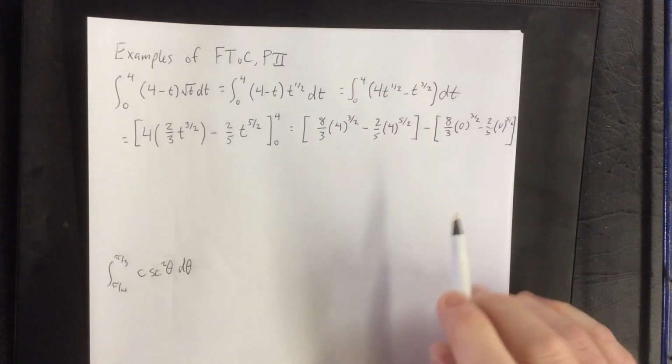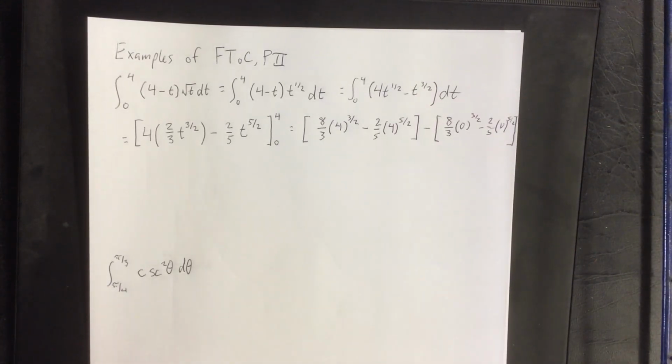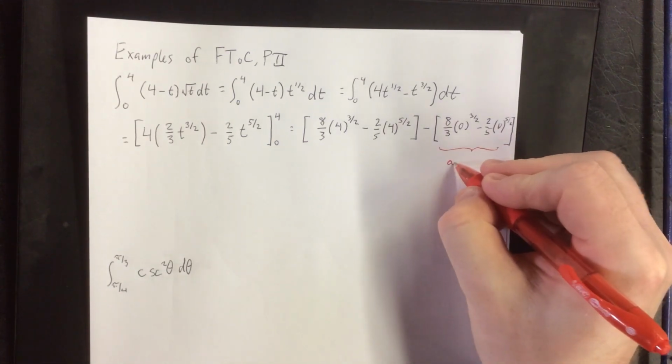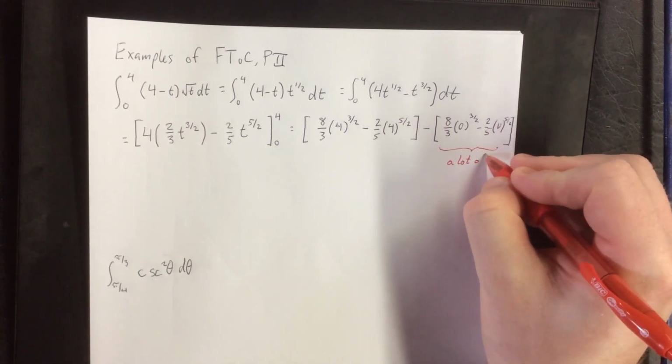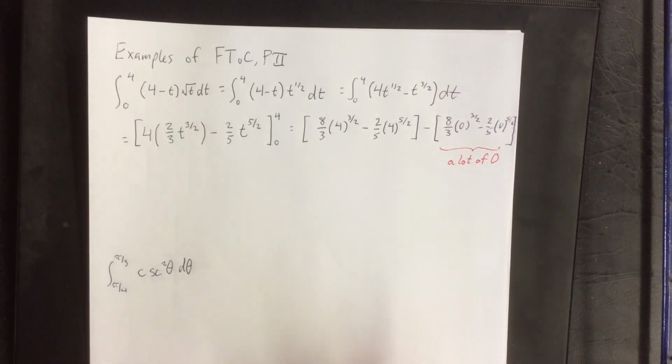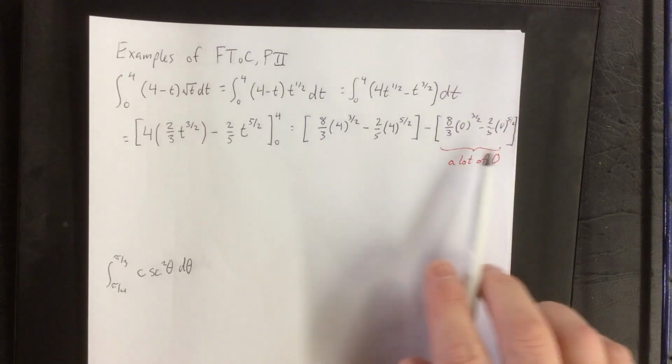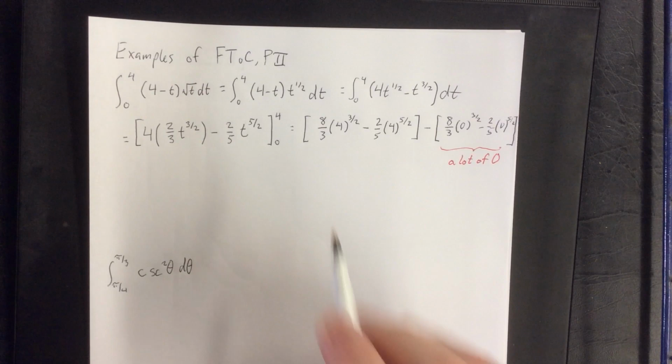Now, I have a technical term for what we see in the right part right here. I like to refer to this as a lot of 0. Very frequently, if you plug in a lower bound of t equals 0, x equals 0, y equals 0, whatever variable is equal to 0, frequently you'll get that everything cancels out.